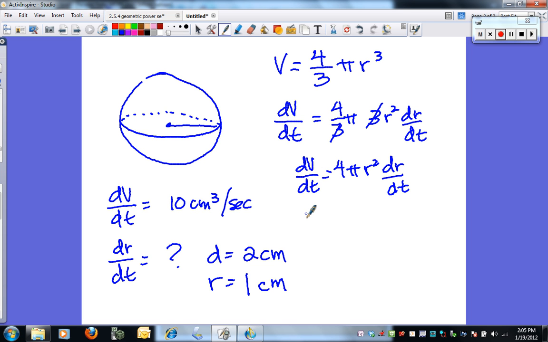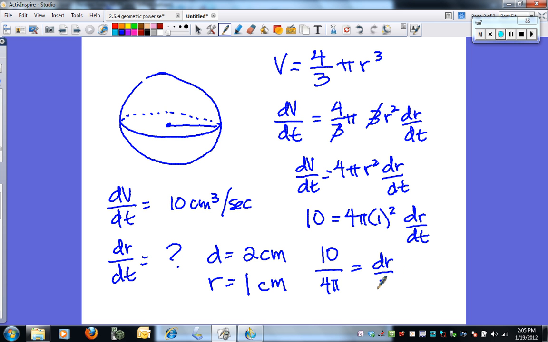So now we do our plug and chug. We have 10 equals 4 times pi times 1 squared times dr/dt. Again, this is what we're looking for, that dr/dt. So this becomes 4 pi. We simply divide both sides by 4 pi, and we get our dr/dt. Don't forget our units, so I'll rewrite this as dr/dt equals 10 over 4 pi. And if you have a calculator, you can find the numerical approximation for that. And it's centimeters per second.